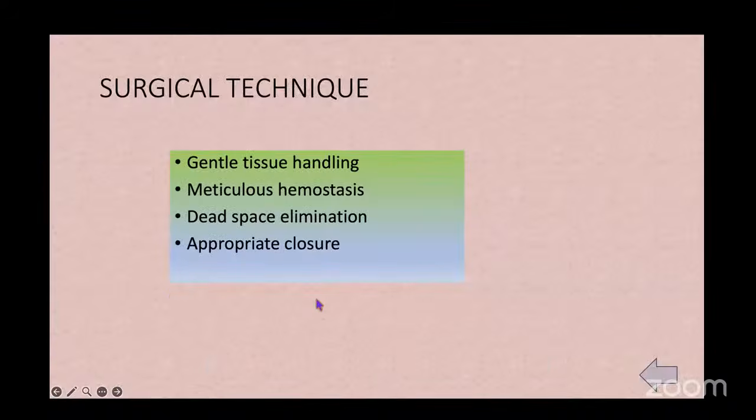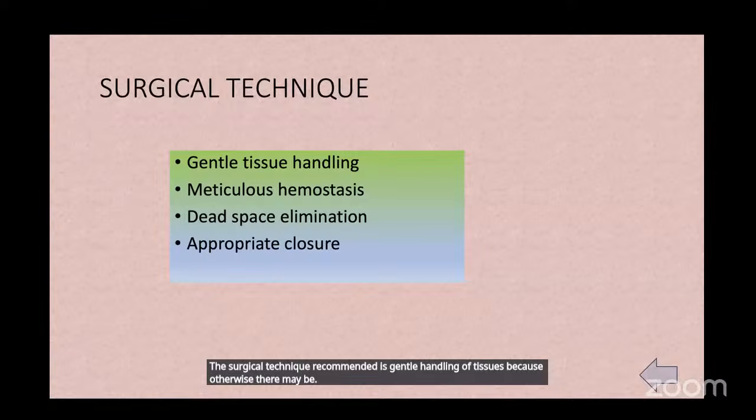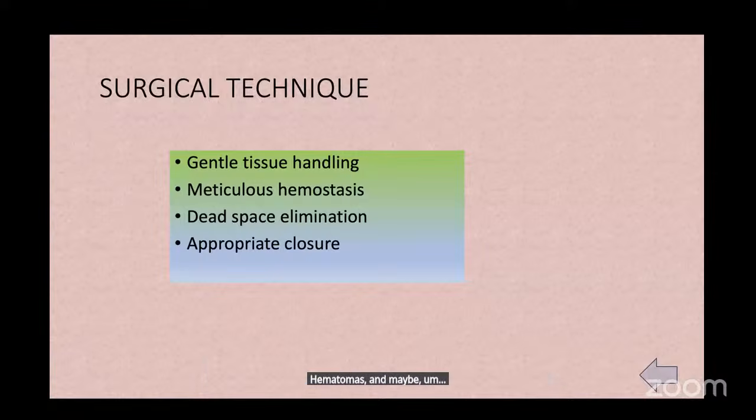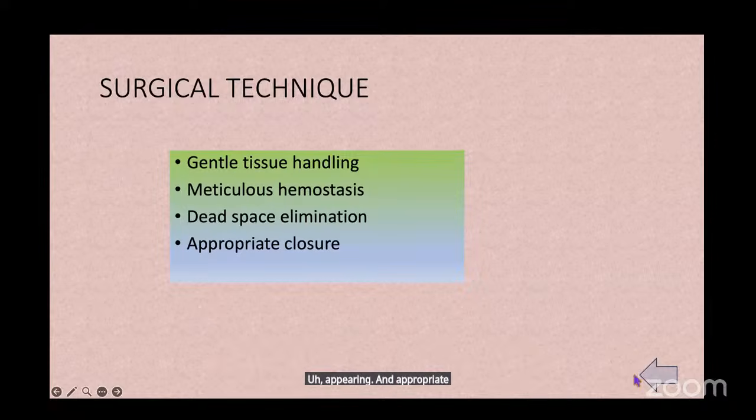The surgical technique recommended is gentle handling of tissues, because otherwise there may be hematomas, there may be tissues which are damaged, which can again act as a nidus for infection. Meticulous hemostasis is absolutely necessary, and dead space elimination. So many of us actually go for keeping drains just to avoid this dead space from appearing, and appropriate closure as necessary.